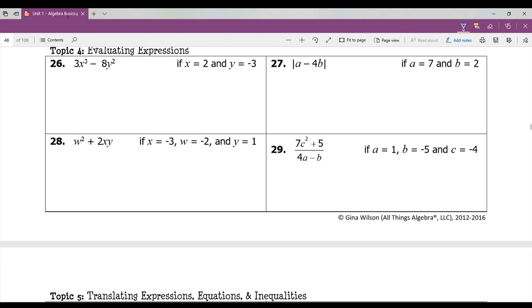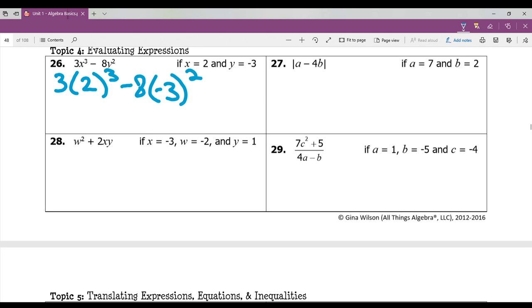Alright? So we got 3x cubed minus 8y squared, and they tell us we're going to let x be 2 and y be negative 3. So all I'm going to do is plug my numbers in. And then if I were you, from this point, I would go to Desmos and type it into the calculator. Because the way I have this video set up, I'm not going to do that, so I'm just going to work it out on my calculator here real quick. Or I can work it out for you while we're here.